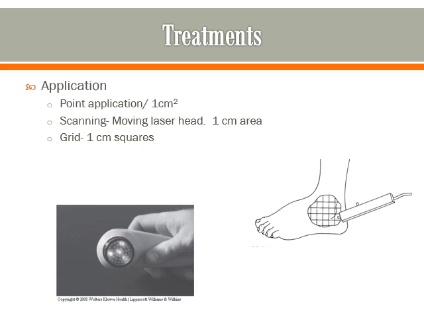Scanning, you would basically move the laser head similar to what you would do with ultrasound. Again, you're probably going to keep the treatment area for that still pretty small. A better technique to use if you're treating a bigger area, and it's a little more precise, is the grid technique. With the grid technique, you have a larger area, and you break it up into small 1 centimeter squares. You apply your laser to each area for the appropriate treatment time, and by the time you're done, you have an entire area treated.